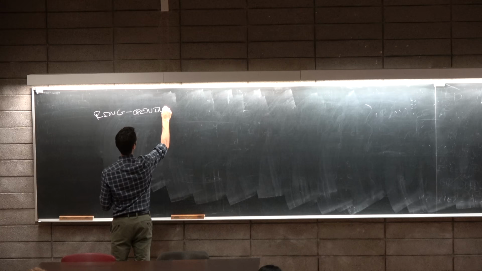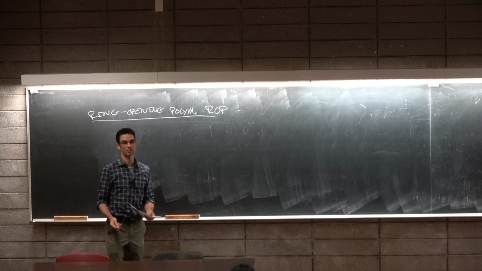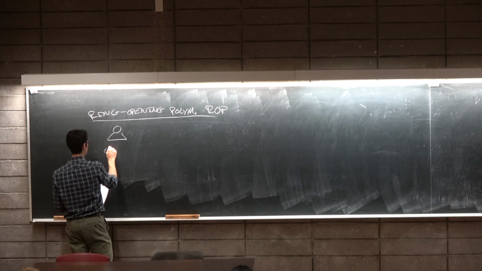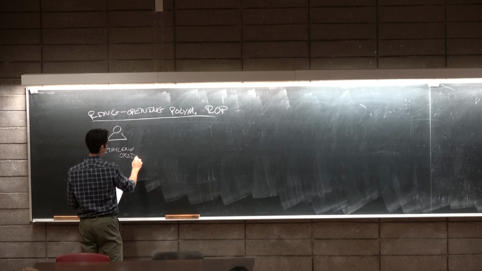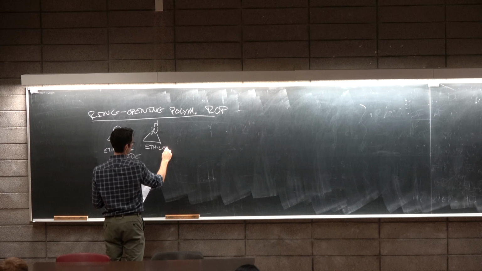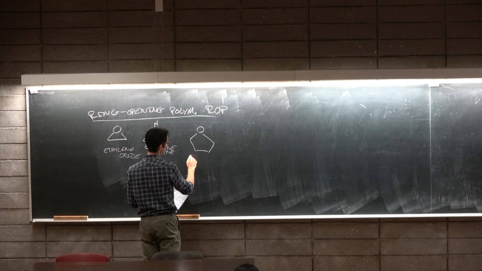So ring opening polymerization, or ROP. There's also ring opening metathesis polymerization, or ROMP. And you can polymerize things like ethylene oxide, ethylene imine, tetrahydrofuran, so this type of structure.